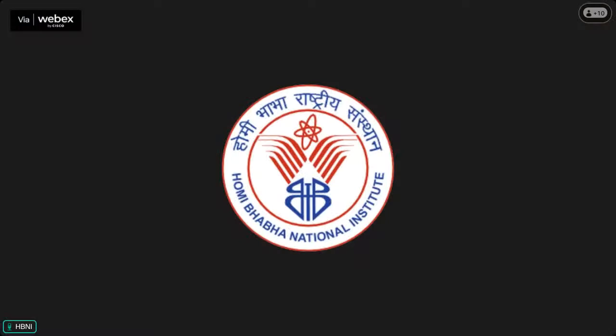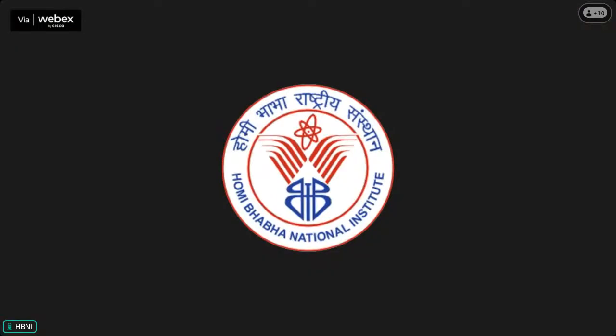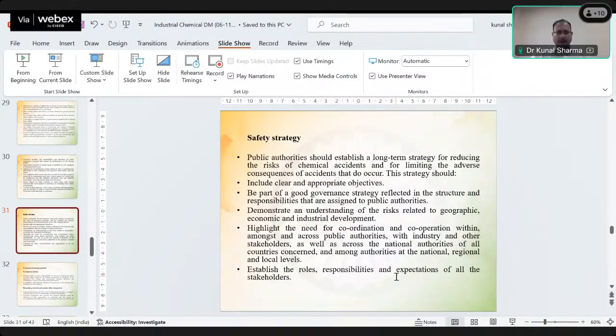Rohit, we are still not able to see. I think there is a network issue. Yes, the network issue. Because in between it keeps cutting out. Now can you see? Yes.